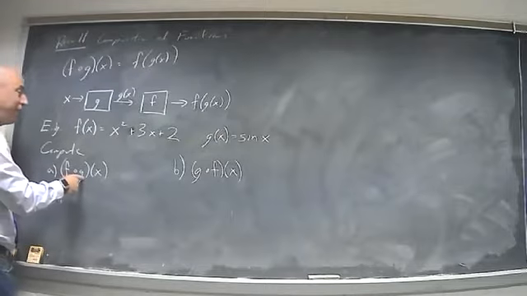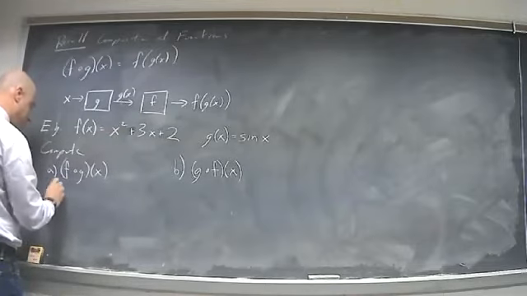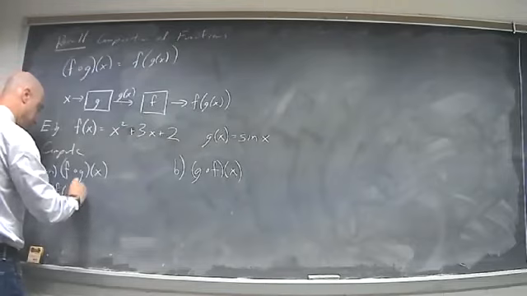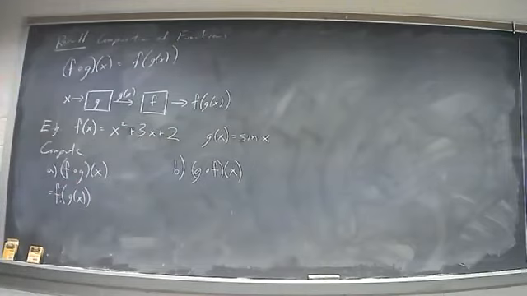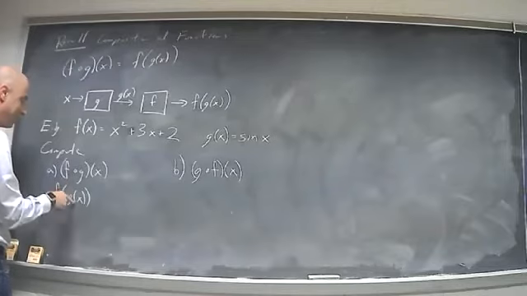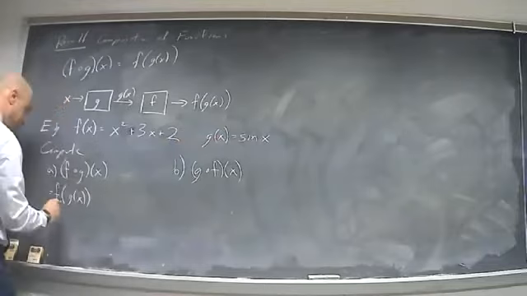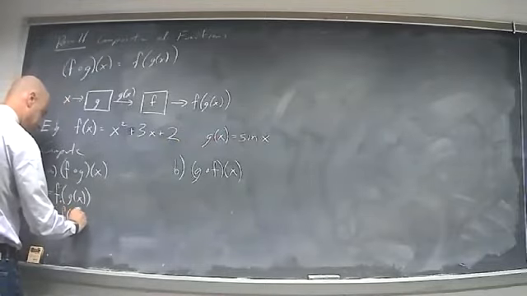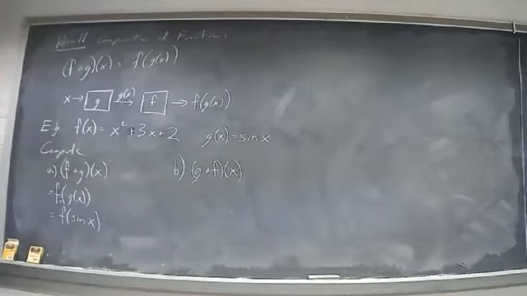So f composed with g of x, that's really just f with g in brackets. And you can replace either the f or the g first. I'm going to go ahead and replace the g first. So I'm going to replace g by what it actually is. So this is just f of sine x. Now we have to figure out what f of sine x is.